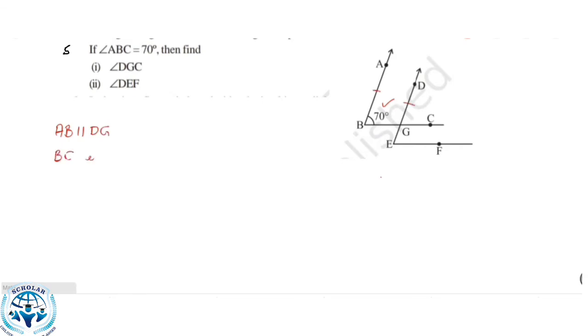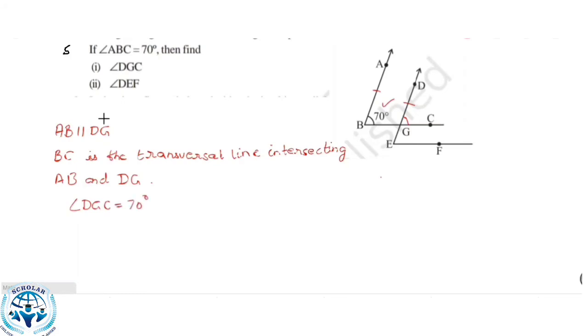See, AB is parallel to DG and BC is the transversal. So angle ABC and angle DGC are corresponding angles. So angle DGC will also be 70 degrees, as if the lines are parallel, the corresponding angles are equal.